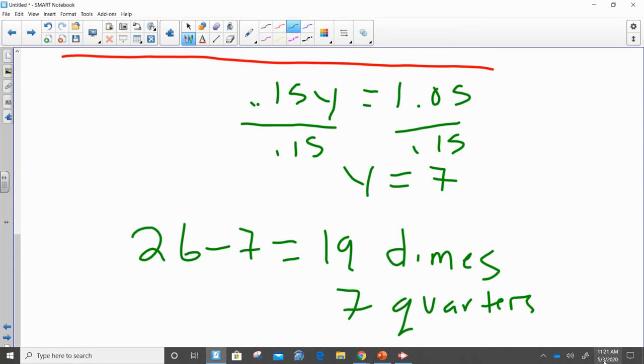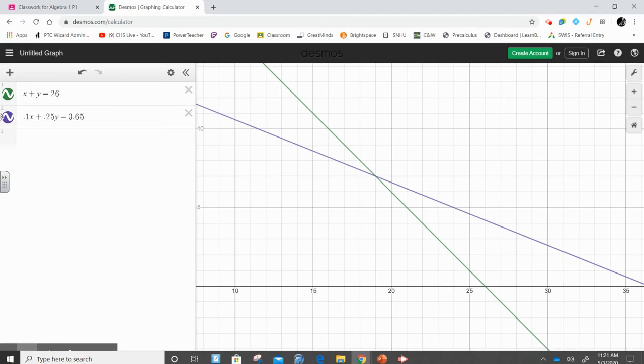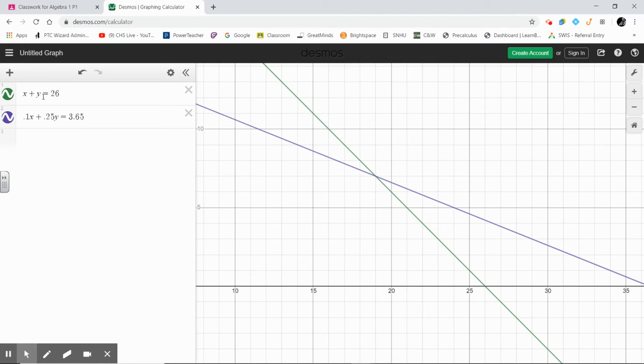Let's go take a look at the graph of these equations and see if we get the same answer. So x plus y, dimes plus quarters, has to be 26 total coins. Value of the dime is 10 cents, quarters 25 cents, for a total of 365. So green line is the first equation, purple line is the second equation. Here's the intersection point. And we do get 19, 7, so 19 dimes and 7 quarters, just like we got when we solved by substitution.